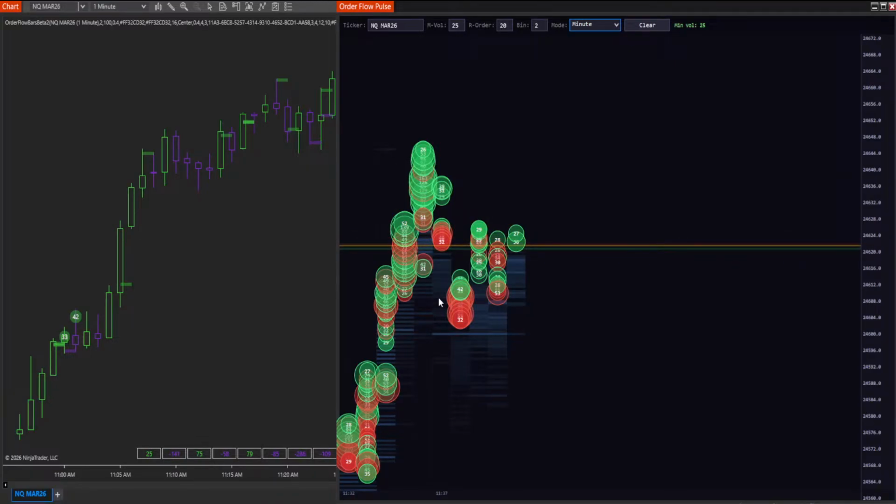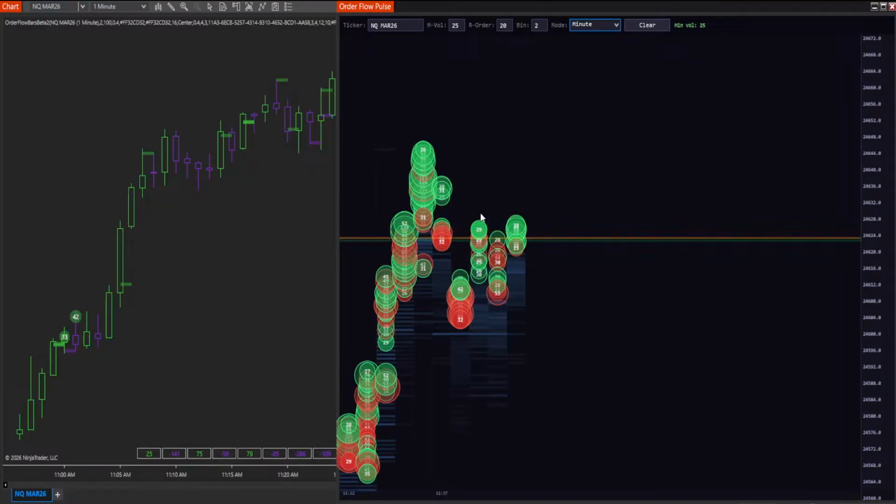But I think what I could really do with this is these sellers right here got absorbed. You see that area right there? Those are some pretty good resting orders, and they got absorbed, and you're kind of moving up. Target would probably be right here up at about 644.